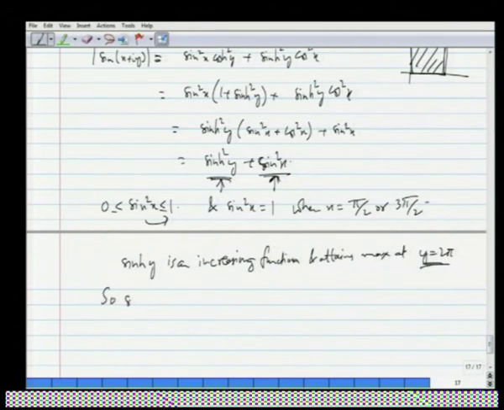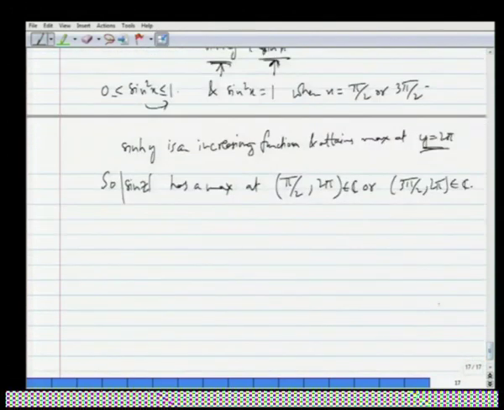So the modulus of sin z has a maximum at the point pi by 2 comma 2 pi, or 3 pi by 2 comma 2 pi. What I mean by this is a point in the complex plane, 2 pi belongs to C. So that is the maximum of the modulus of sin z.